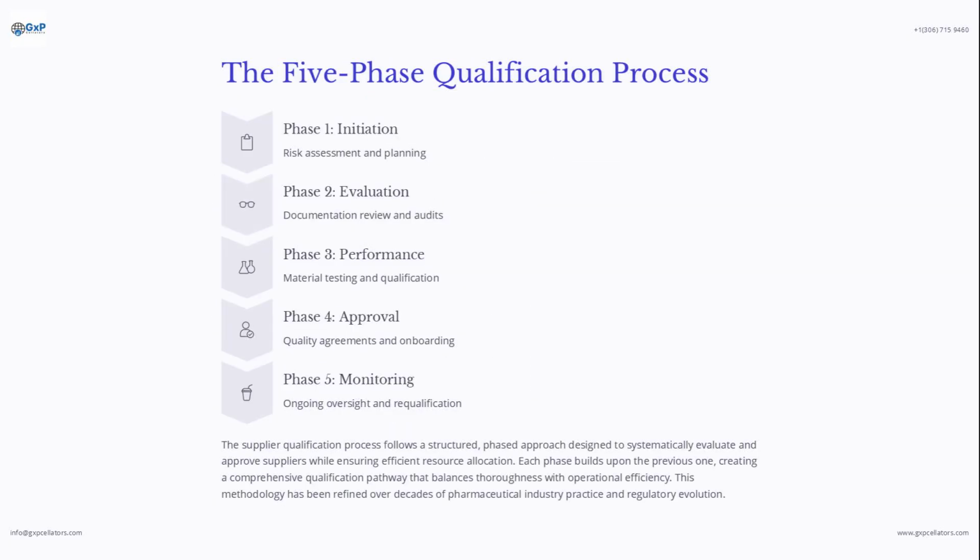The supplier qualification process involves 5 phases: initiation, evaluation, performance, approval, and monitoring. Each phase builds on the previous, ensuring efficient resource allocation and regulatory compliance.